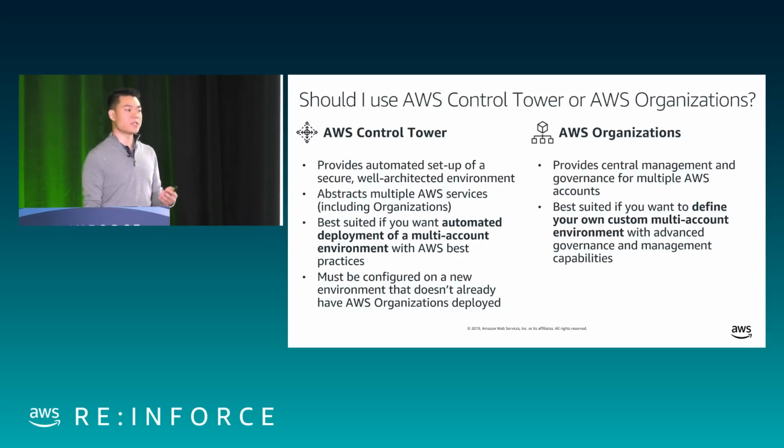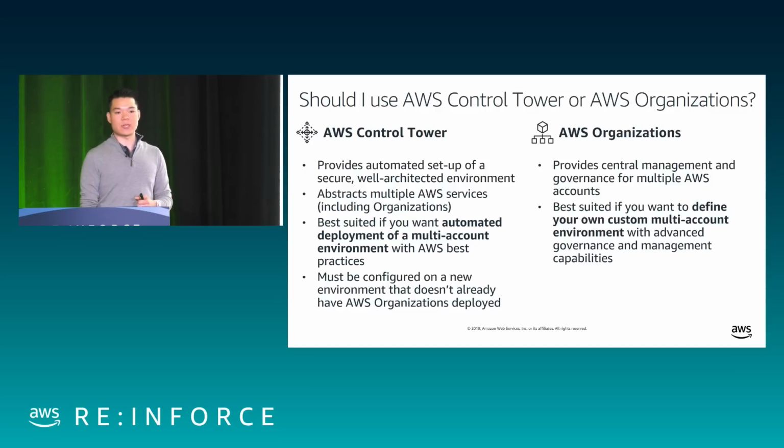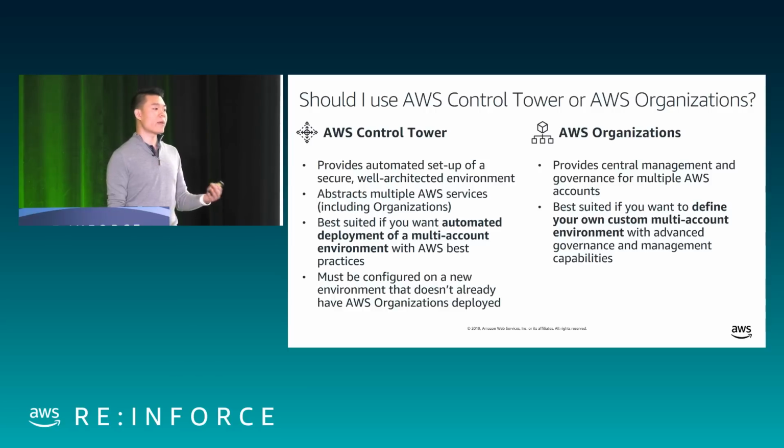So if you're already using AWS Organizations, you're going to either need to start a new environment deployment or stick with just using Organizations. And so Organizations, we'd recommend it's best suited if you want to define your own custom multi-account environment and use all of the advanced management and governance capabilities that we provide through the service. And so there's no right or wrong service to use. It all really depends on your specific business use case and what level of automation that you want to be engaged with.